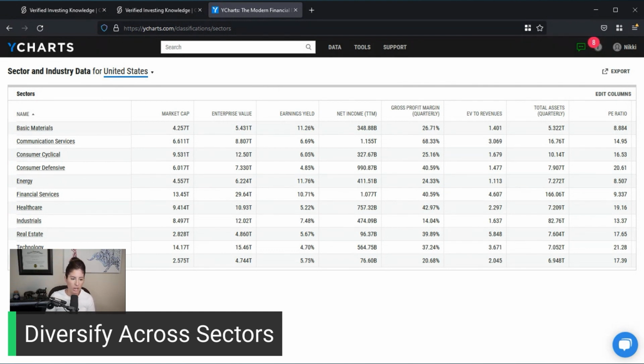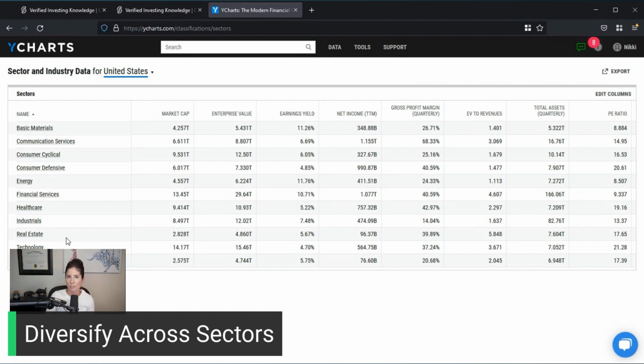I pulled over to YCharts, they have a pretty good overview here of the different sectors of the stock market, the market caps, and I absolutely love how they have the PE ratios here, so you can kind of see which sectors are showing more value versus others. Obviously, the tech sector likes to hold the highest valuation multiple. That's been pretty common. And so when I'm constructing a portfolio, I like the idea of having exposure to all or most of these sectors, right?